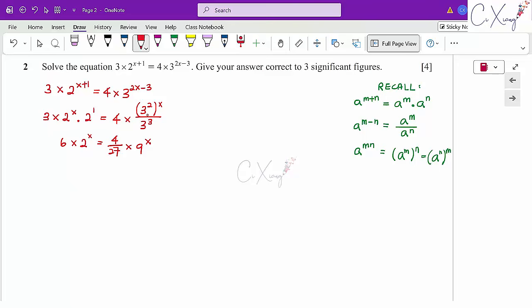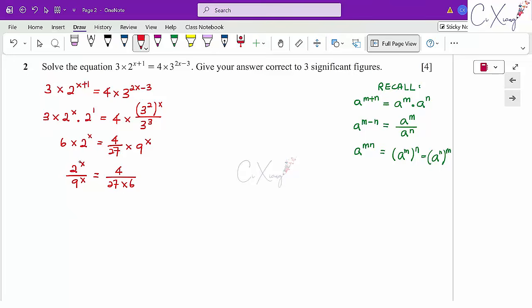Okay, then what I do now is I try to group all my term with the power x at one side. So as an example, if this is 9 power x, I want to bring it here. So I'll be having 2 power x divided by 9 power x. Then equals to 4 divided by 27 multiplied with 6. Alright, so this is what we have until this step. And I hope that you are still clear about it.